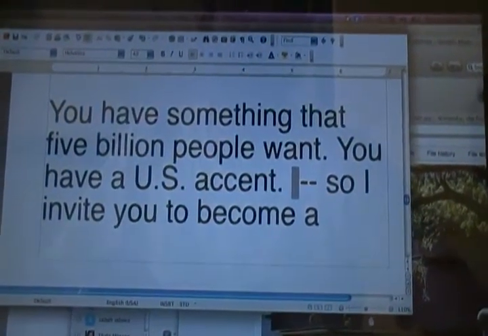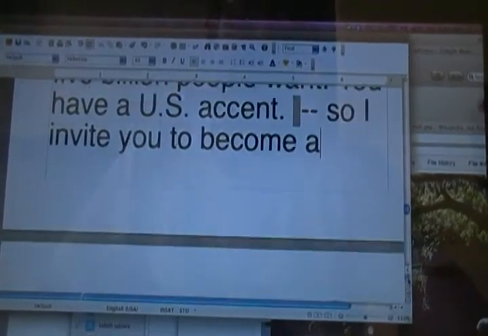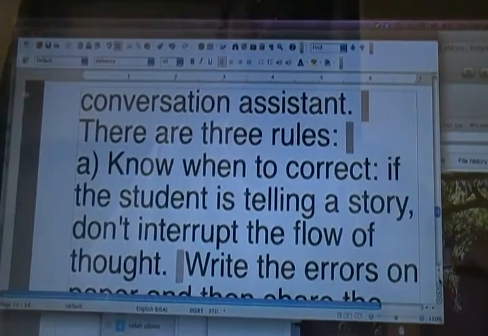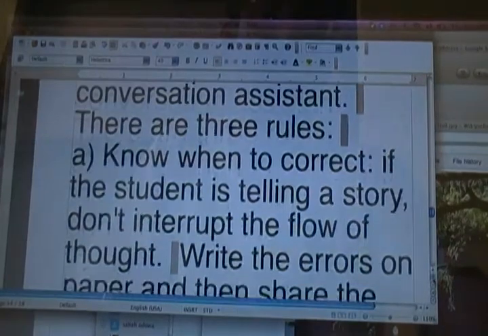So if you have a U.S. accent, or if you have any interest at all in sharing with people how you speak English, I invite you to become a conversation assistant. There are 3 basic rules.